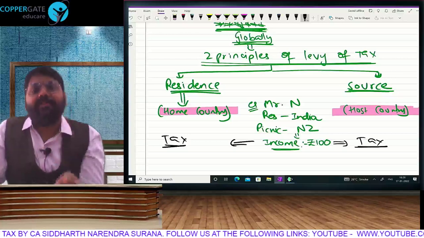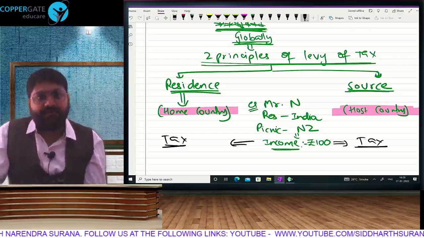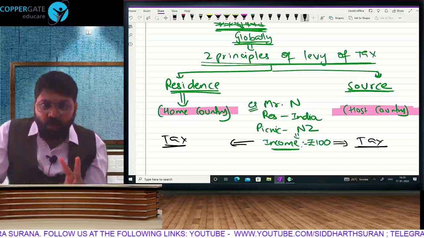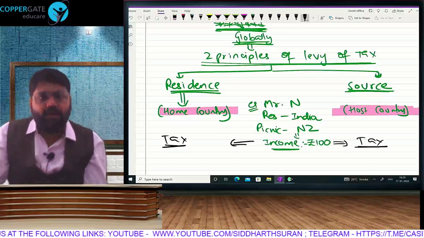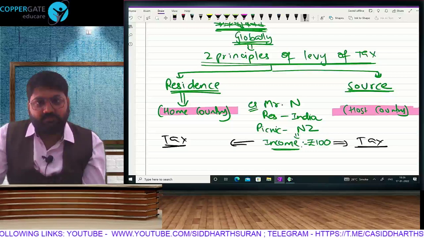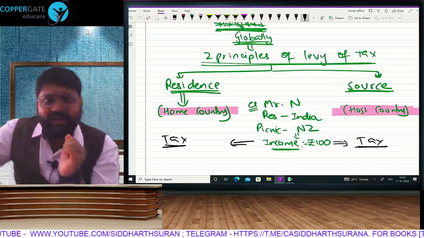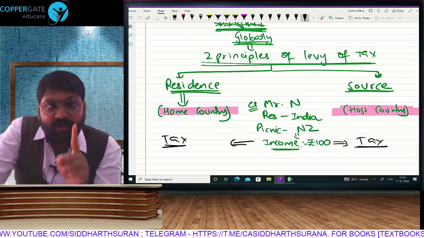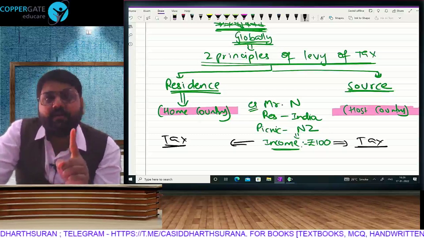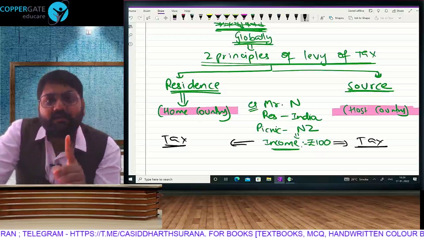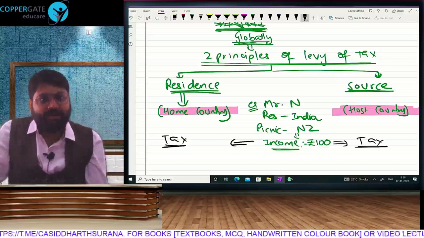The home country will apply the principle of residence and take tax on income earned globally. World income will be taxable in your home country. And the host country will apply the principle of source, and you have to pay tax on whatever you have earned in that country. Or if I have to put it in an effective example, please understand. If a resident in India is earning income, India will take tax from that resident on anything that is earned, in India, outside India, anywhere in the world. Global income will be taxable.